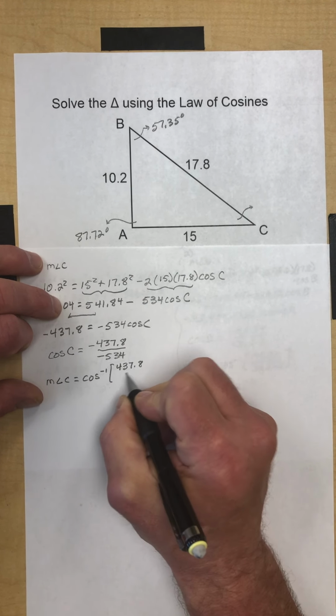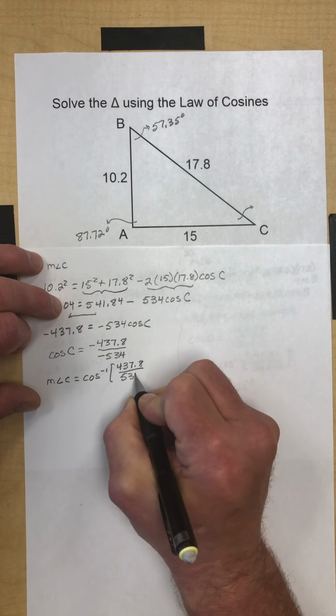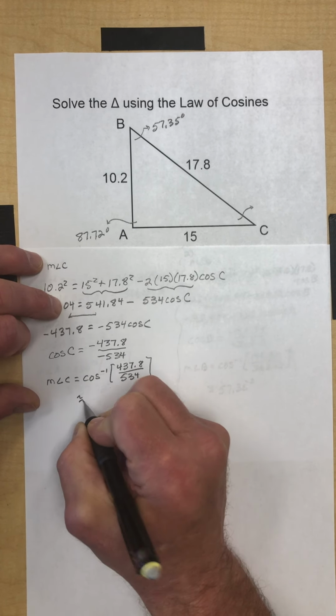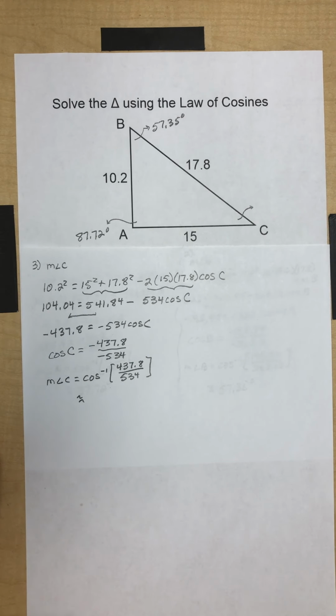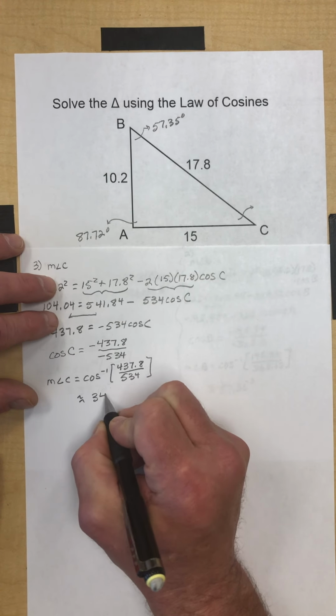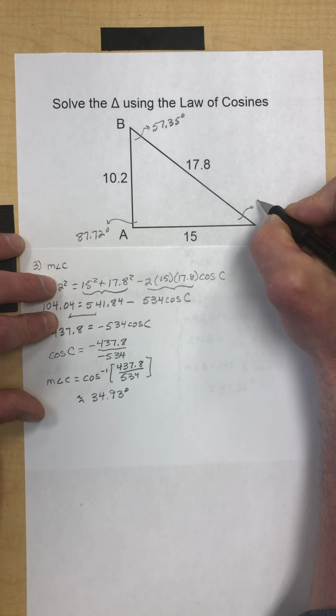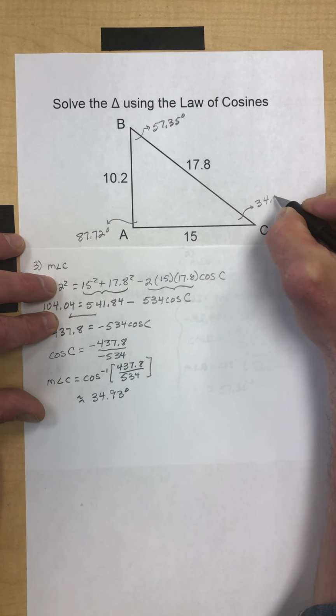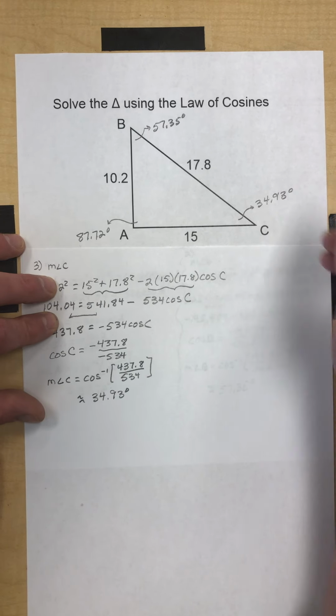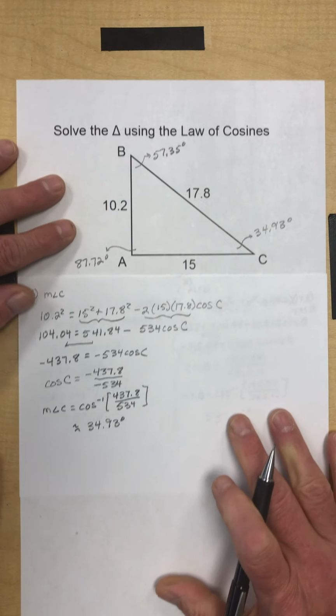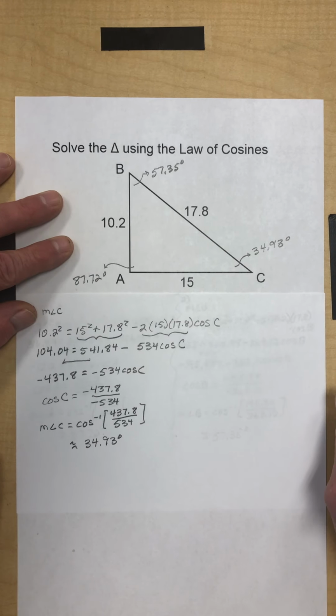437.8 divided by 534. Okay, and we punch that into our calculator. Second cosine inverse, 437.8 divided by 534. And I am getting 34.93 pesos. Okay, so 34.93 pesos. Okay. So I certainly want to check this to make sure it satisfies the triangle sum theorem.